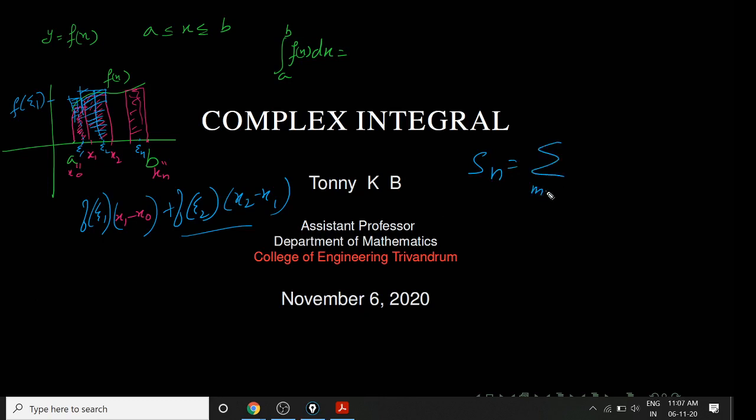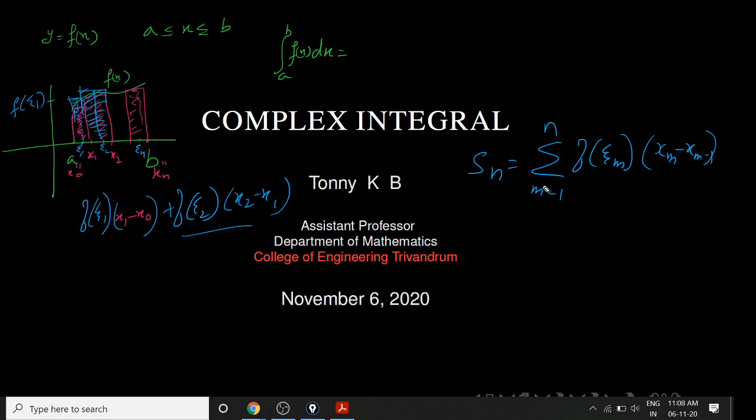Sn is equal to the sum from m equal to 1 to n. There are n such rectangles. Corresponding to x1 there is a rectangle, x2 another rectangle, at last corresponding to xn the nth rectangle. So what is the total area of these rectangles? That is Sn. Sn gives the sum of the areas of all these rectangles. So Sn equals the sum from m equal to 1 to n of f of psi m into, whenever it is psi 1 it is x1 minus x naught, for psi 2 it is x2 minus x1. So for psi m, it is xm minus x m minus 1. So this is a general setup.